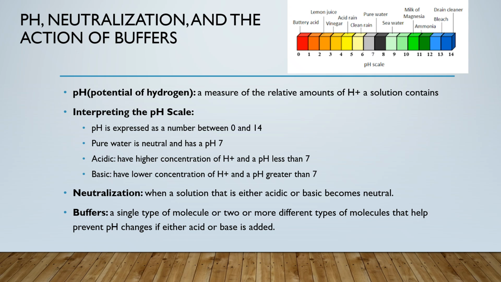pH, or potential of hydrogen, is a measure of the relative concentration of hydrogen ions in a solution. It is expressed as a number ranging from 0 to 14. A pH of 7 is neutral, such as pure water. A pH less than 7 is acidic, with higher concentrations of hydrogen ions than neutral. A pH greater than 7 is basic or alkaline, with lower concentration of hydrogen ions than neutral.